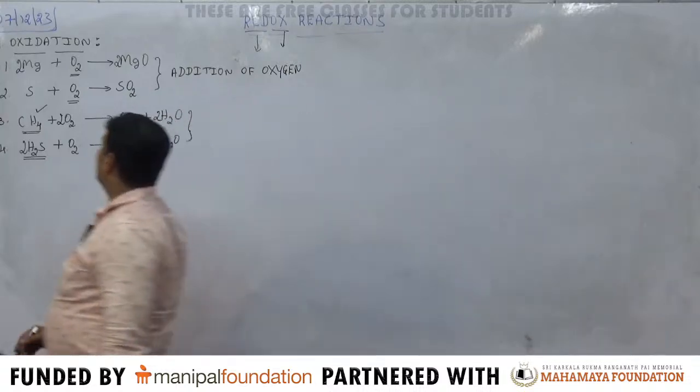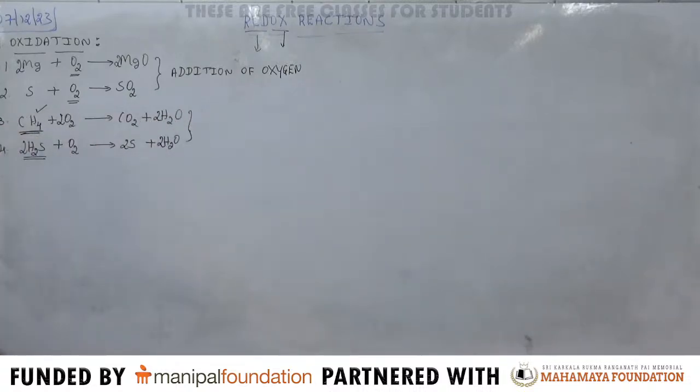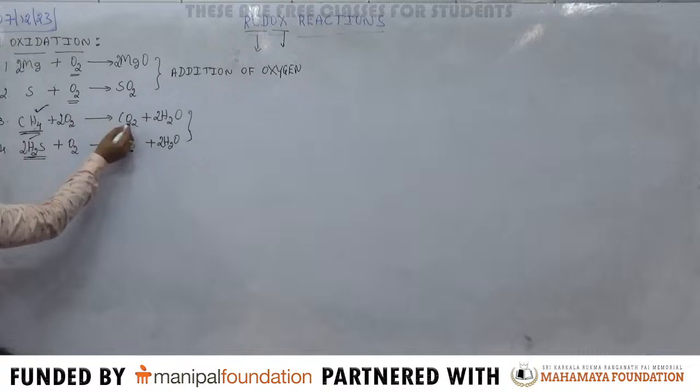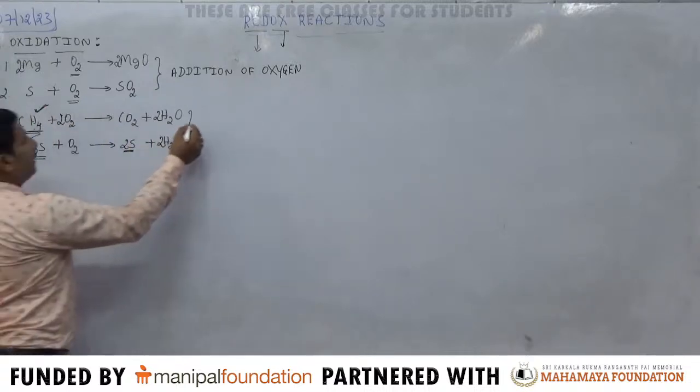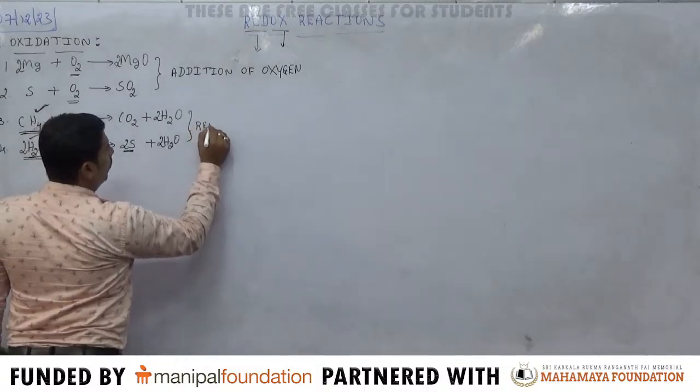Fine. Anyhow, yes, methane, CH4, is a methane. Here there is a removal of hydrogen, and look at the hydrogen sulfide. This is a hydrogen sulfide. In the hydrogen sulfide, H2S is giving sulfur, so that means hydrogen is removed from the H2S. In the methane, CH4 is converted into CO2, hydrogen is removed. So in these two reactions, there is a removal of hydrogen.